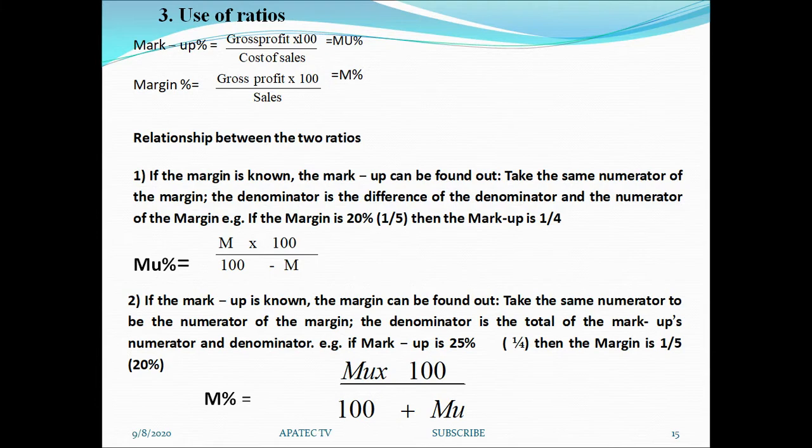you take the denominator of the margin and subtract 1 to get the markup. That means if you have the markup, you take the denominator of the markup and add 1 to get the margin. So here we take markup 100% and divide by 100 minus markup. I hope you understand this. If they give you a markup, you have to add that markup. I hope it is clear.